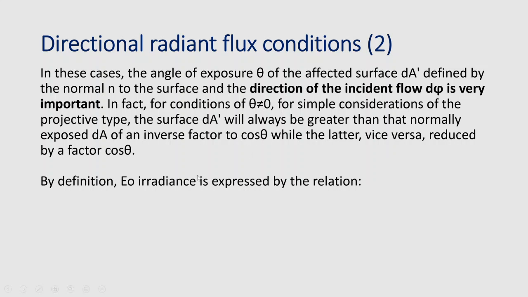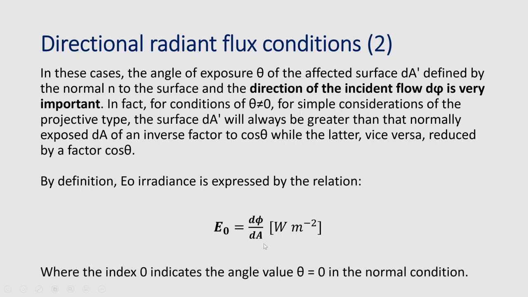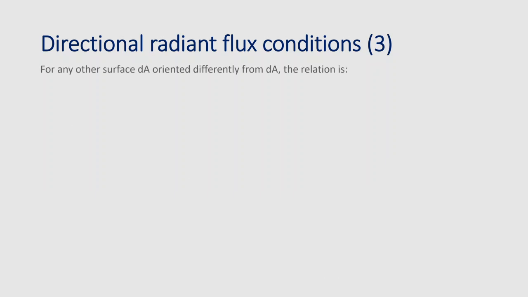By definition, E0, the irradiance, is expressed by the following relation, because this is what we mentioned in the radiometric system, so it is the quantity of flux per unit of area dA, and where the index 0 indicates the angle value theta equal to 0, in the normal condition. So in the normal condition, of course, all the energy depends only on the area that is reflecting this energy. So what we will mention later on as the geometric resolution of our output image.